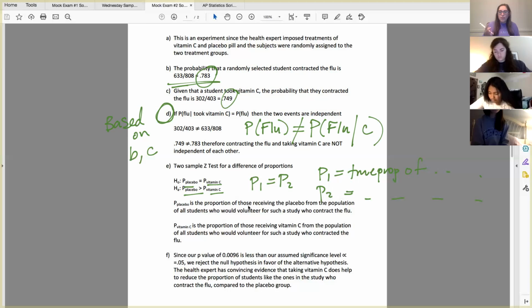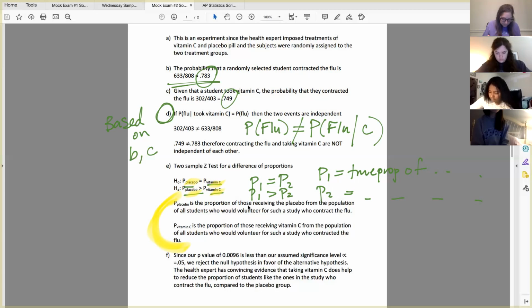So if you put it that way, that's great. In fact, I almost prefer it that way, just because sometimes it scares me to have just this little information, placebo and vitamin C there. I guess they did define it here, so that's okay.